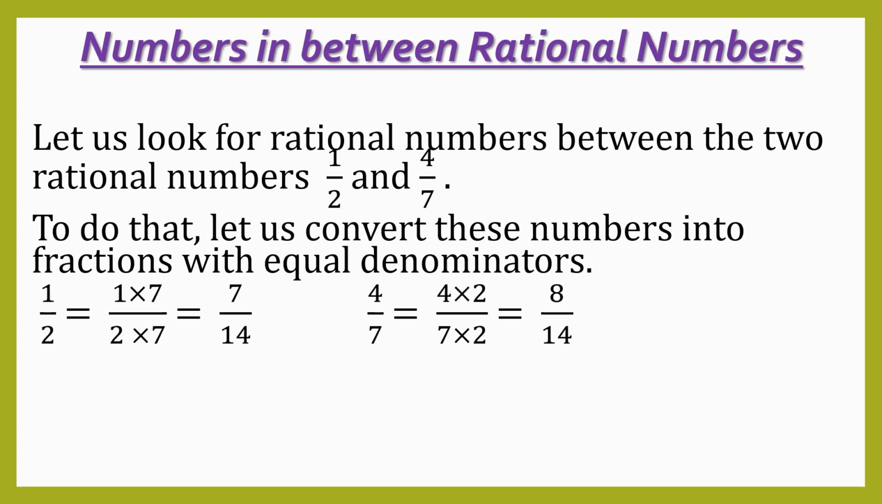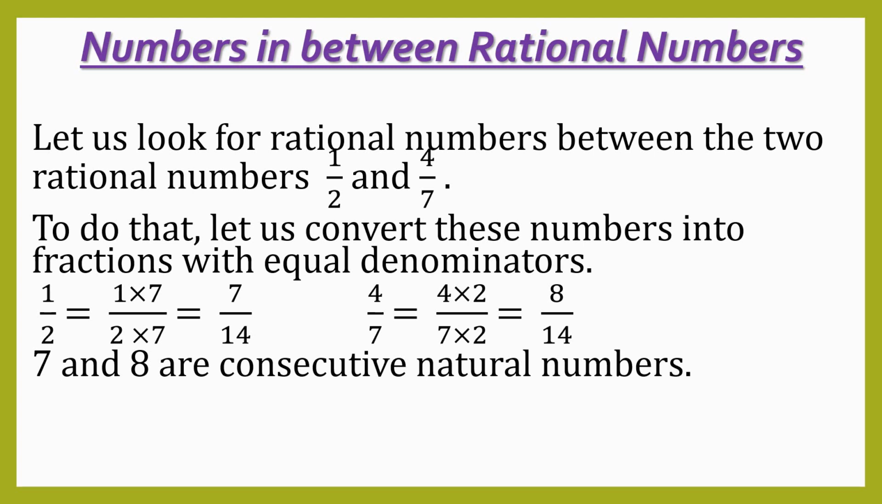which is equal to 7 upon 14. Similarly, for 4 upon 7, in the denominator we want 14. So when you multiply 7 into 2 you get 14. Now if you multiply the denominator with 2, then in the numerator as well you have to multiply with 2. So, the fraction will become 4 upon 7 is equal to 4 into 2 upon 7 into 2, which is equal to 8 upon 14.